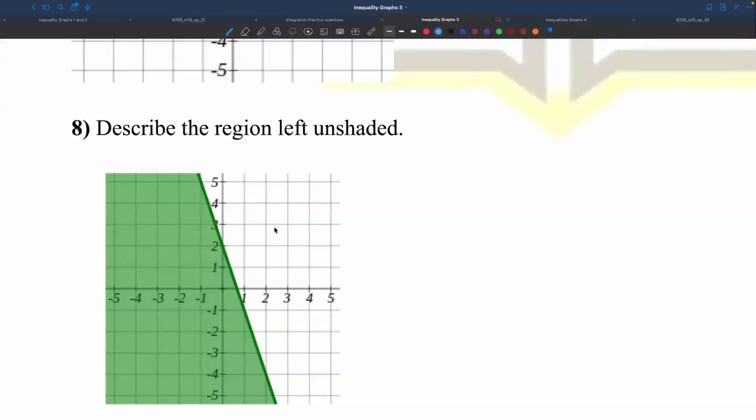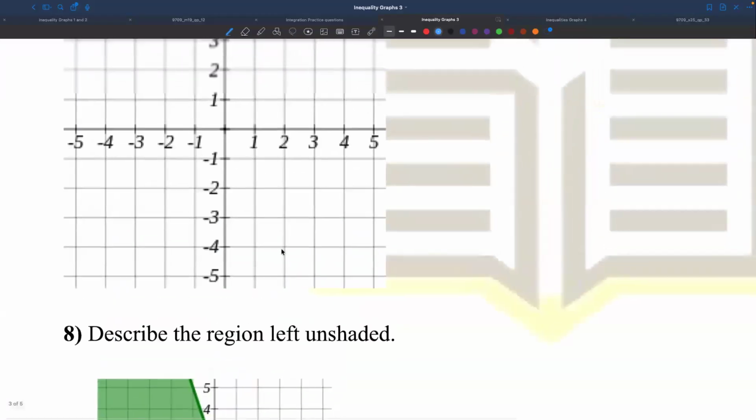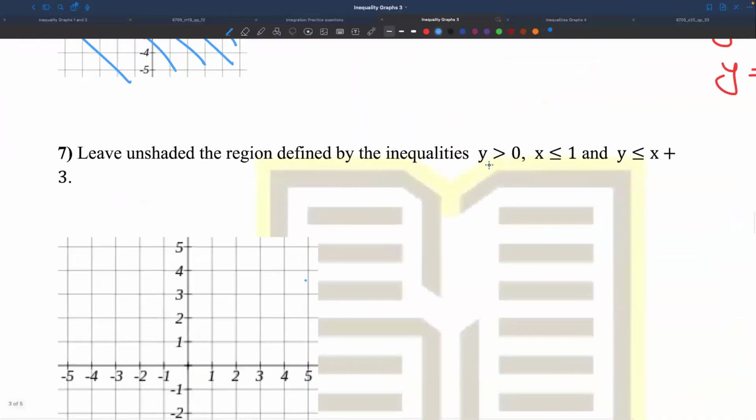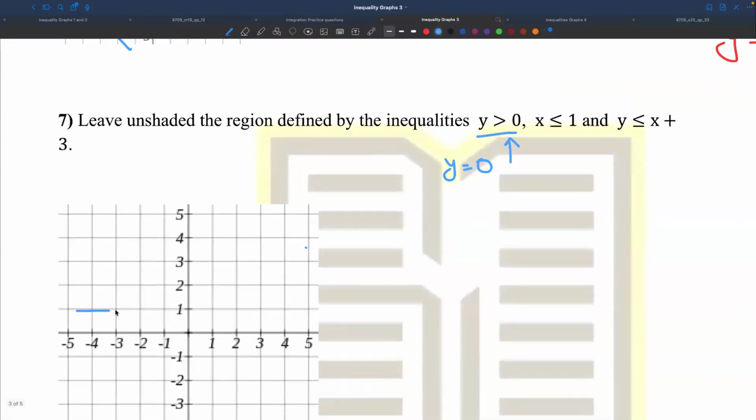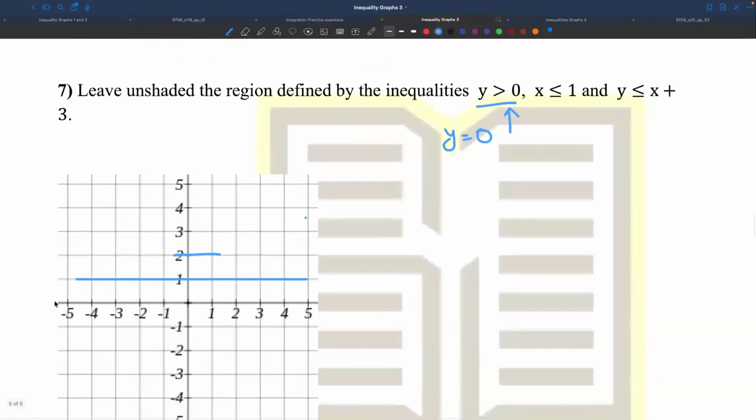The first thing that we need to know is question 7. Therefore, this is y greater than 0, right? So the first thing you need to know is where the line y equals 0 is. Now, this is the line y equals 1, this is y equals 2. So y equals 0 will be over here. So this is the line y equals 0. Now this is x less than or equal to 1, so I will make a line at x equals 1.